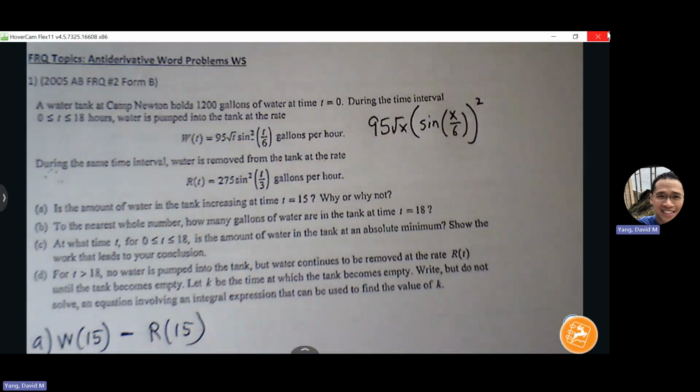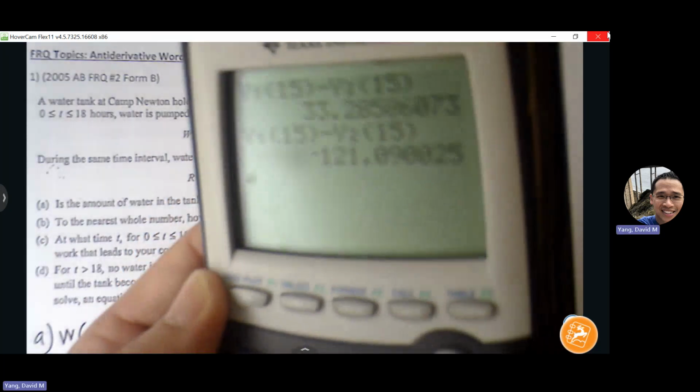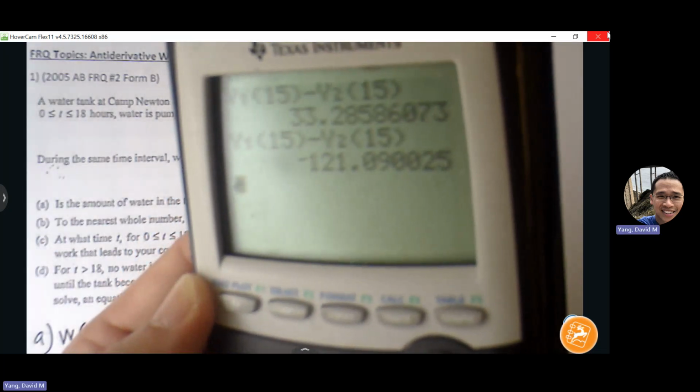Oops, sorry. I messed up. I entered in sine of x over 6 for y2, but it should be sine of x over 3. Let me try again. There we go. Negative 121. What does that mean? Negative 121.